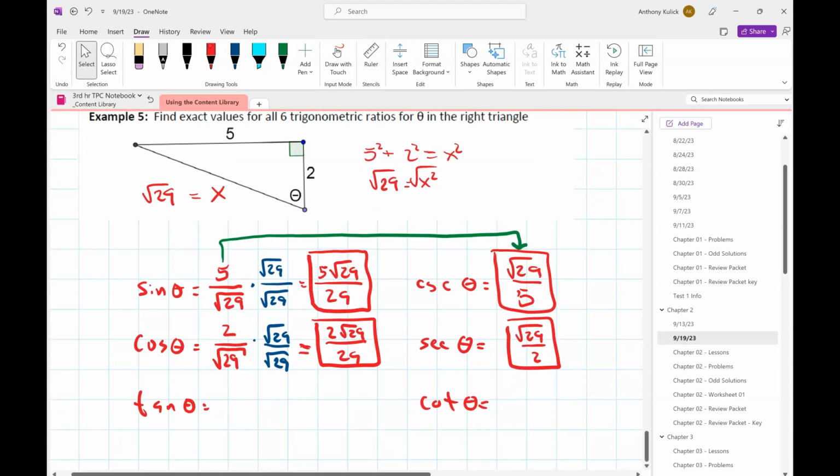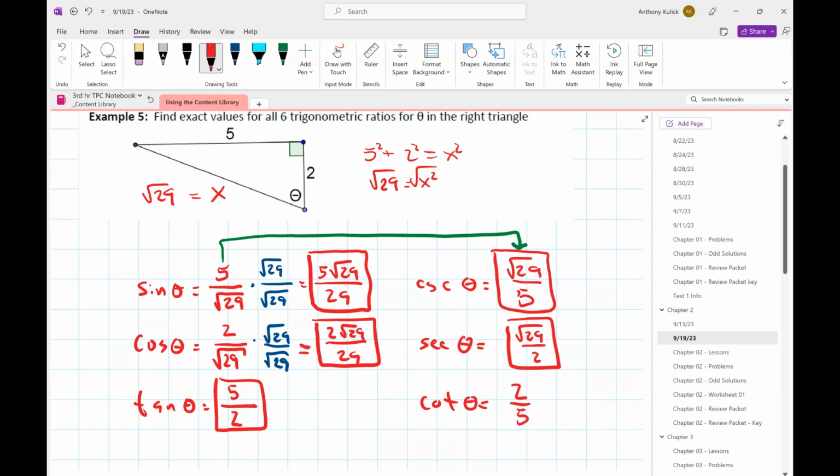Okay, and then tangent is? Opposite over adjacent. Great, and what's the opposite? 5. And then the adjacent is 2. Nothing to do there though, right? No, sir. That one's fine the way it is. 5 over 2. Cotangent is 2 over 5. What do you guys think? Piece of cake, right?